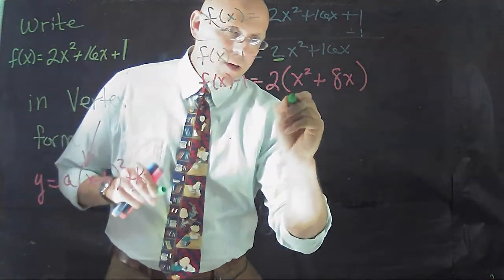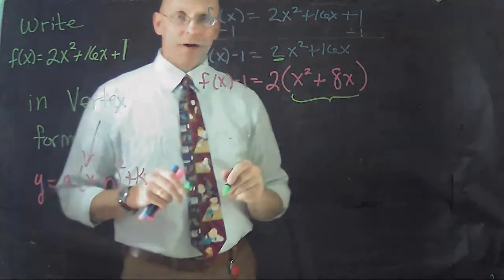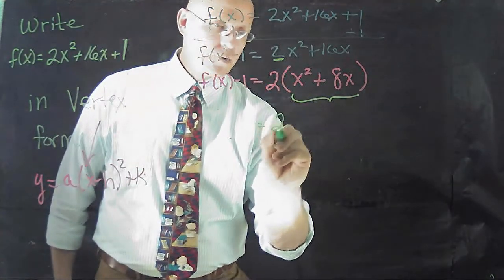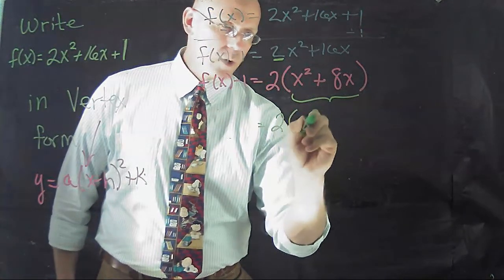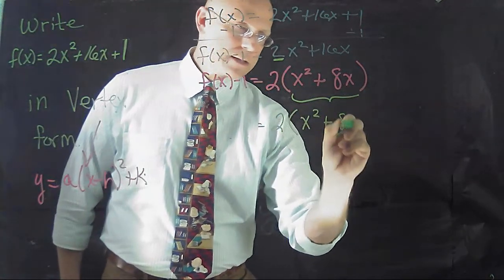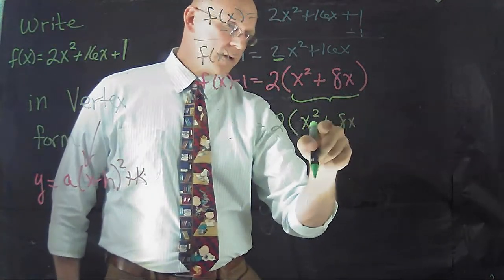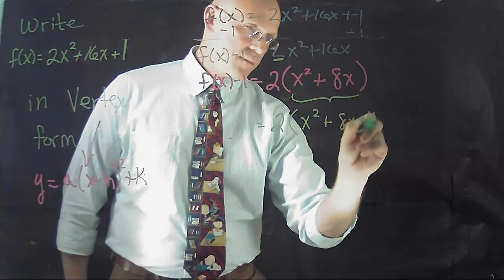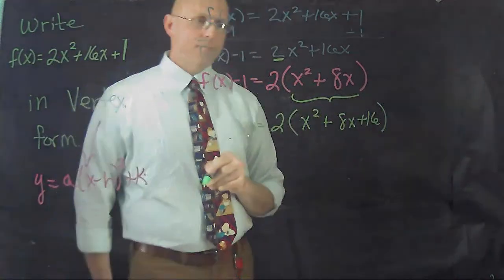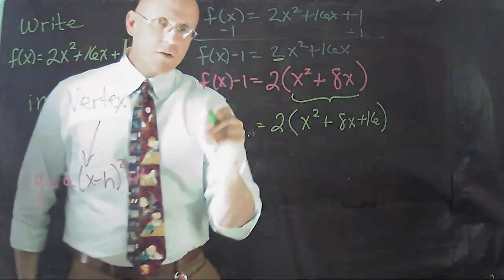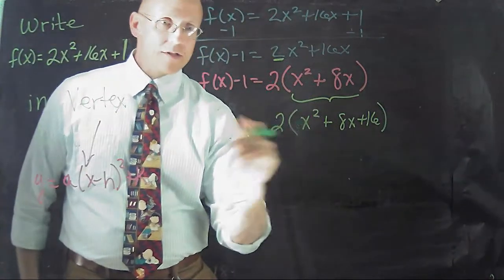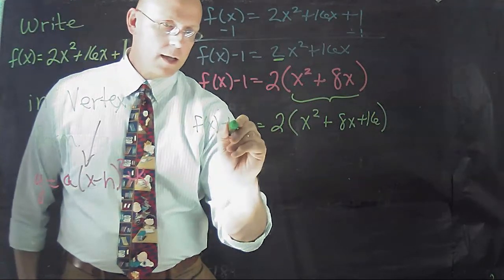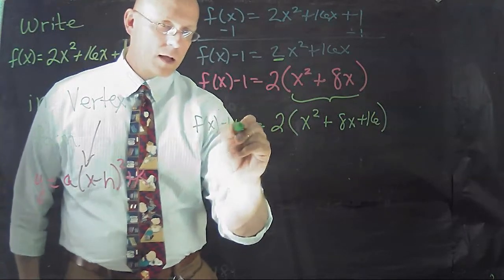Right here now is where I need to complete my square. So pay close attention. Okay, here we go. 2 parentheses x squared plus 8x. Now, the number that goes here is half of 8, which is 4. 4 squared is 16. Okay? So now on the other side, I have to keep my equation balanced. It's f of x minus 1 plus, here's the deal.